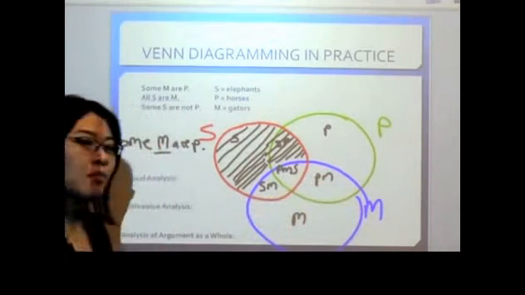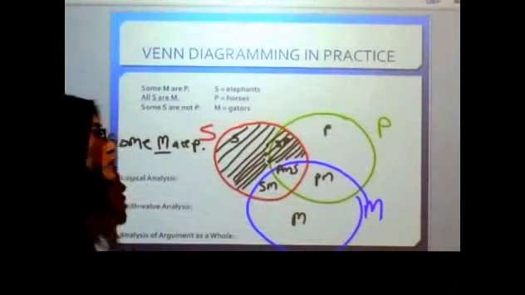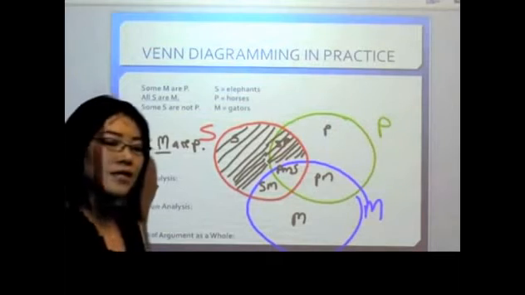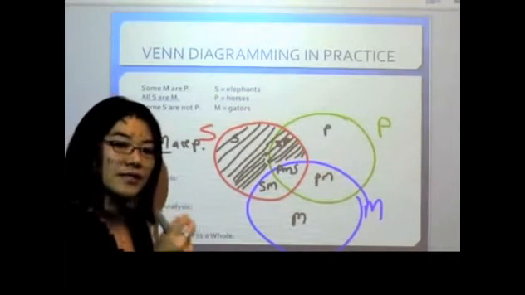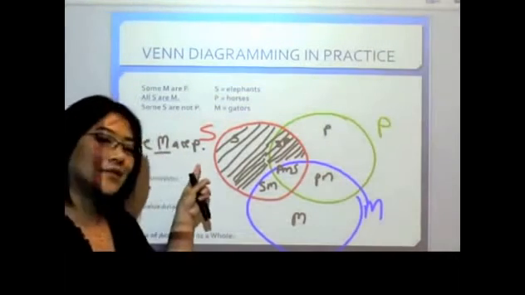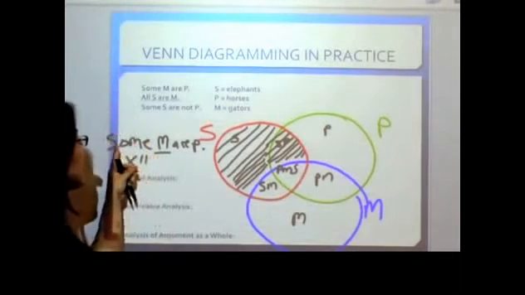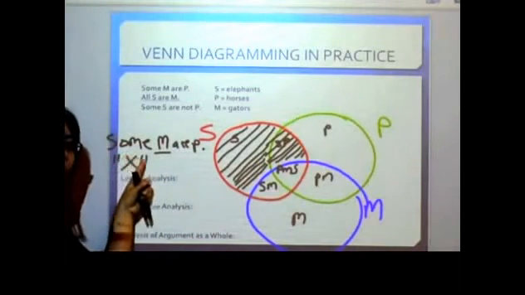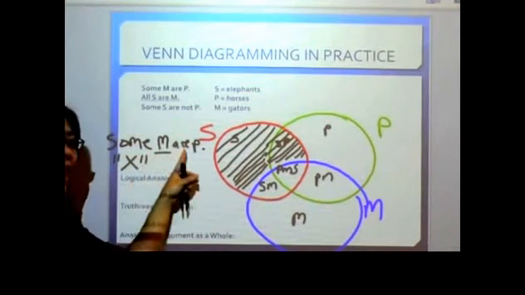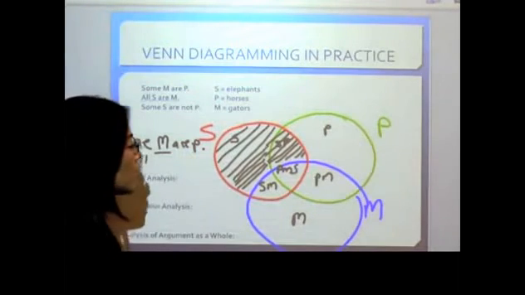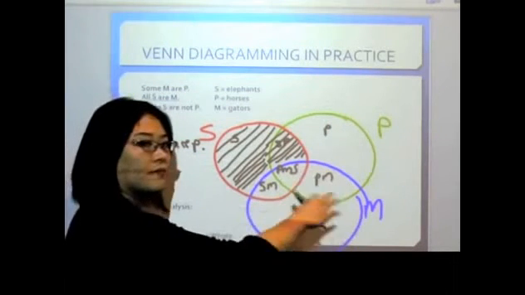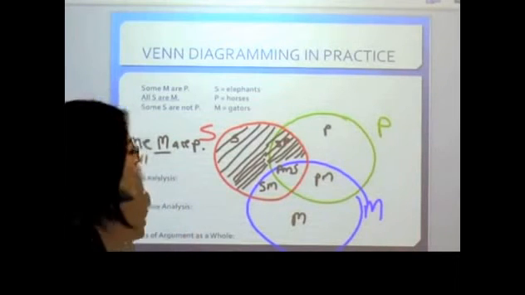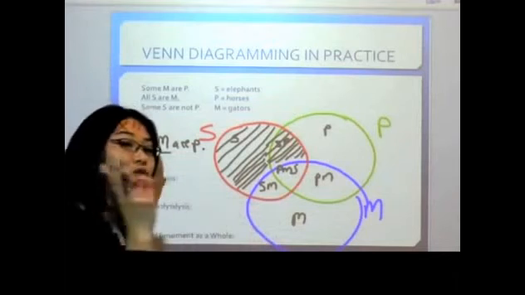Now, because this is a particular statement, what we want to do is use an X, okay, to represent that at least one thing exists according to this statement, okay? So this statement says "some M are P," okay? Which means that at least one thing exists that's an M and a P, okay? So we want to go ahead and go to the M circle and find areas where you have an M and a P, okay? And notice here you have actually 2 areas.